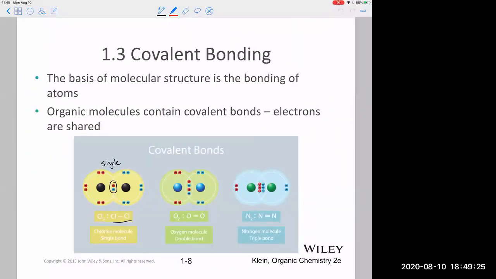So a single bond is the sharing of 2 electrons. Here we have a double bond, and the double bond is a sharing of 4 electrons, whereas a triple bond is going to be the sharing of 6 electrons, okay? And so this is just an example of those electrons being shared. Again, that's what I want you to think of, covalent sharing of electrons.